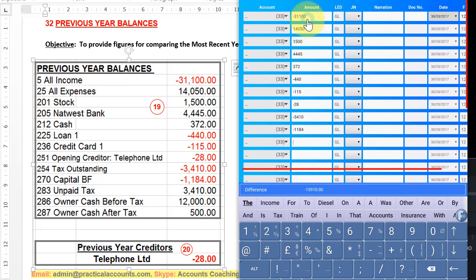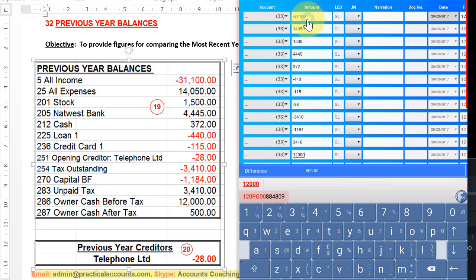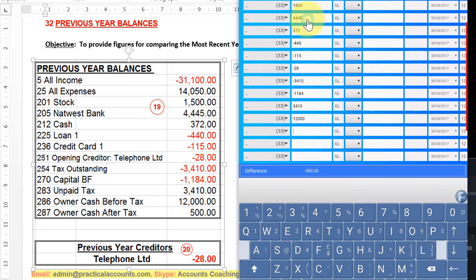And then 3,410. And then 12,000. Then finally we've got 500. Now before we type the 500, you can see that the difference is 500. So when we enter the 500 there, the difference is going to disappear. So this is 500.